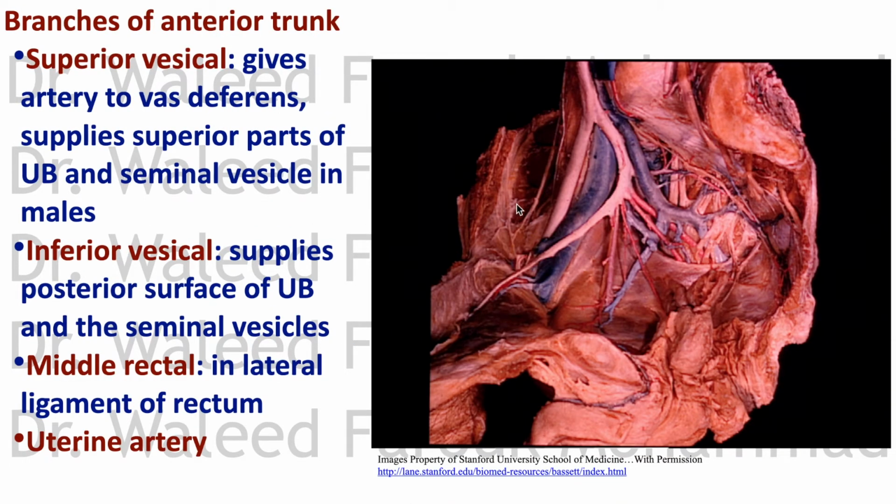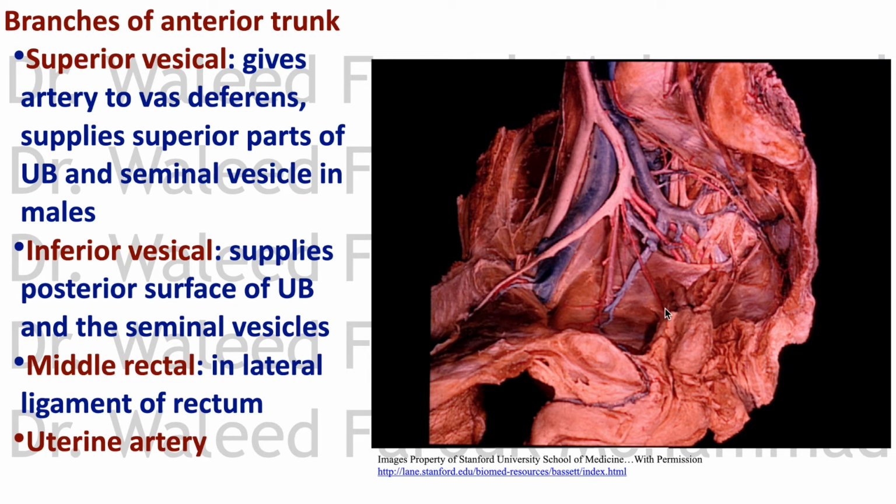Branches of the anterior trunk. We have the superior vesical branches. This is the superior vesical. See, superior and inferior vesical branches. It supplies the vas deferens, the superior parts of the urinary bladder and the seminal vesicles. The inferior vesical completes the job inferiorly by supplying the posterior surface of the urinary bladder and the seminal vesicles.